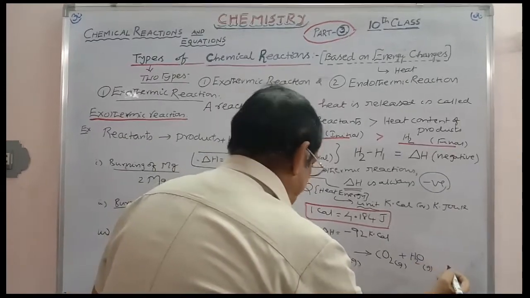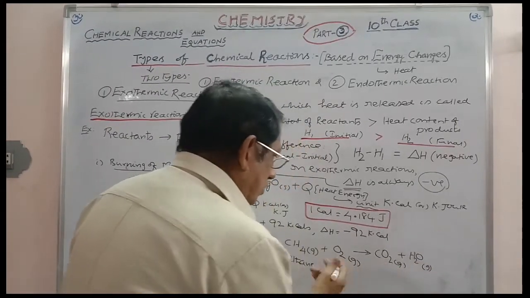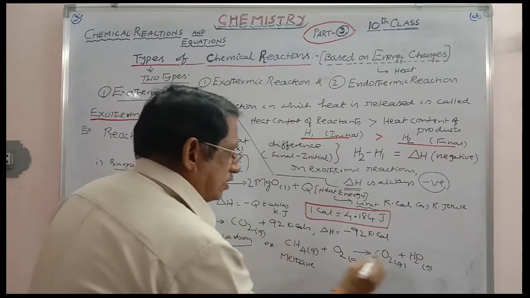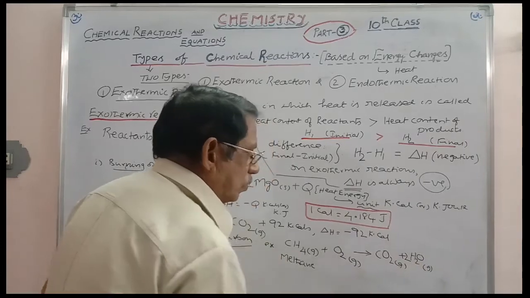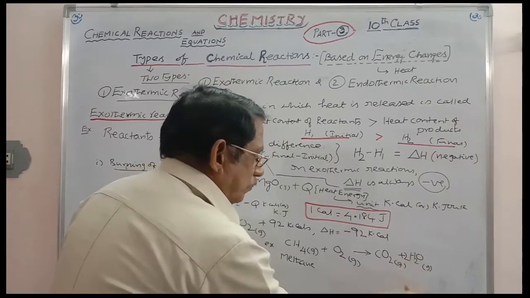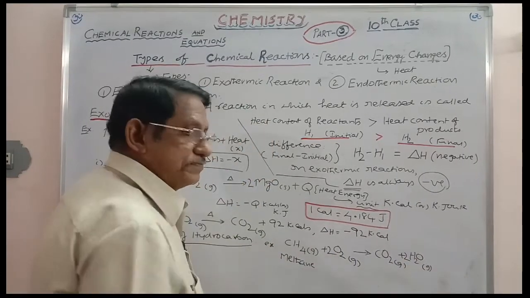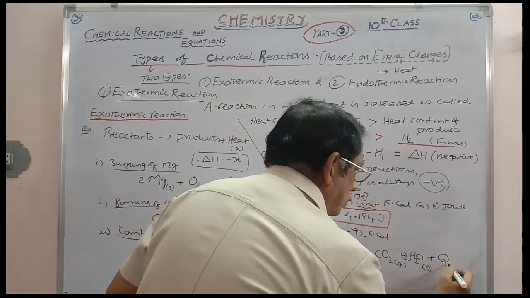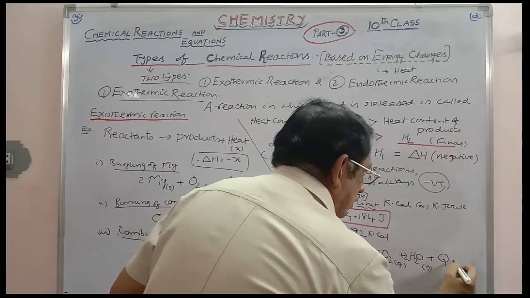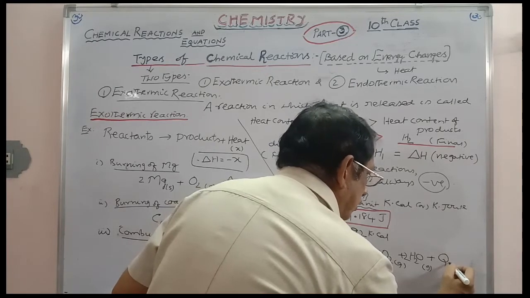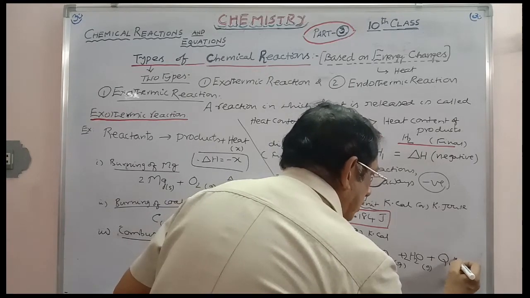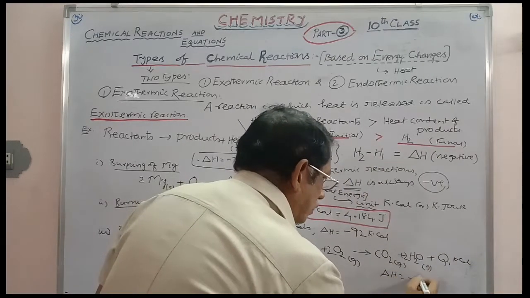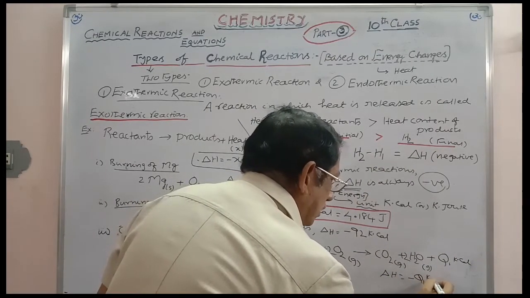And here we have to balance it. C. 4 hydrogens are here, you have to write 2H2O. 2O, 2O, 4O, 2O2. This is balanced. Plus Q calories, or let us say Q1 kilocalories is obtained. Therefore, here delta H is equal to minus Q1 kilocalories.